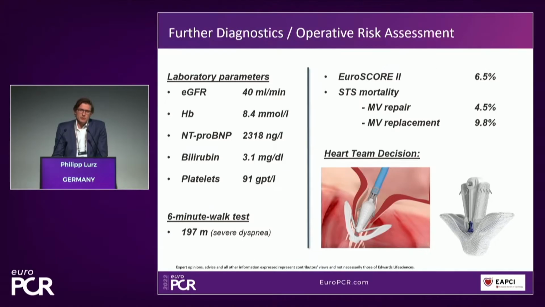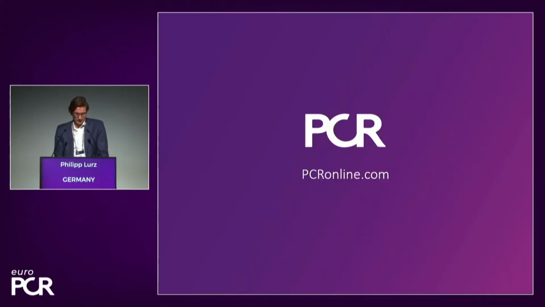When you look at the risk scores, you might not think that the scores are that high, but that's probably one of the typical patients where the scores do not necessarily reflect the frailty. She was assessed, and this was a heart team assessment, clearly considered to be frail, and this is why the decision was to proceed with transcatheter therapy, and in this case using the PASCAL device.